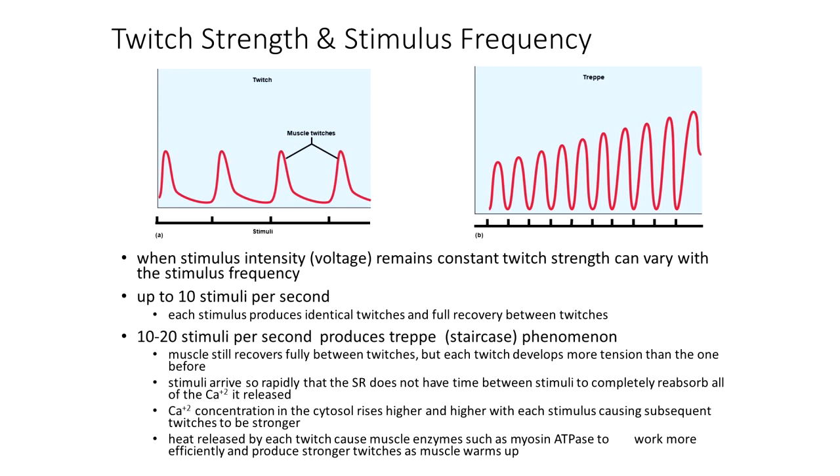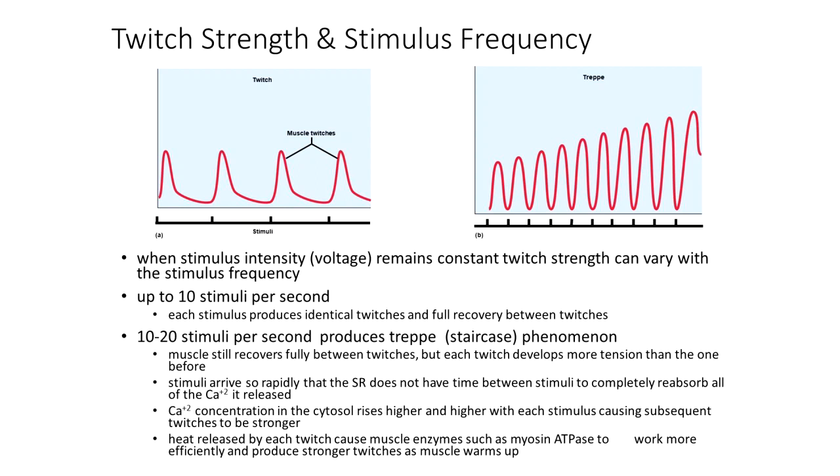When the stimulus intensity remains constant, the twitch strength can vary with the stimulus frequency. Up to 10 stimuli per second, each stimulus will produce identical twitches and full recovery between these twitches. That is the first picture.